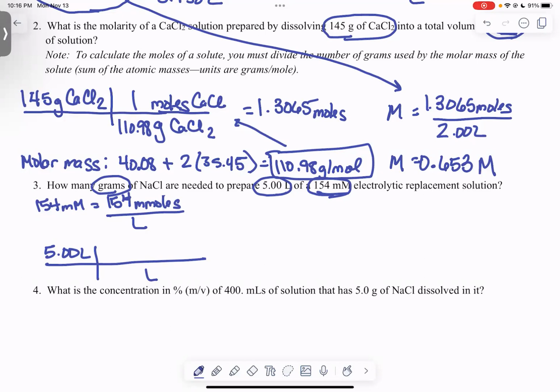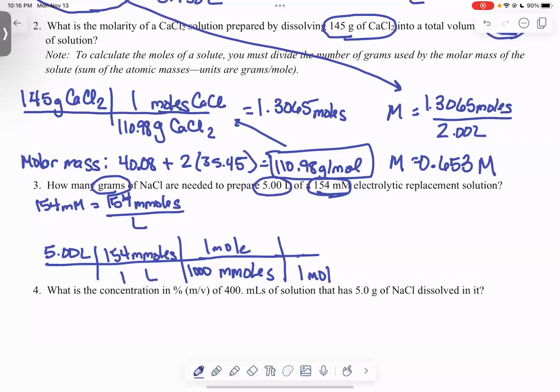What other number am I given that has liters? Well, I know in 1 liter, there's 154 millimoles of my substance. And so my liters cancel, right? So then I got to get rid of millimoles, and I'm trying to get to grams. So I know that I can use the molar mass relationship to get to grams. So I can say there are 1,000 millimoles in 1 mole. And then in 1 mole, there should be some number of grams of what's my substance? NaCl.